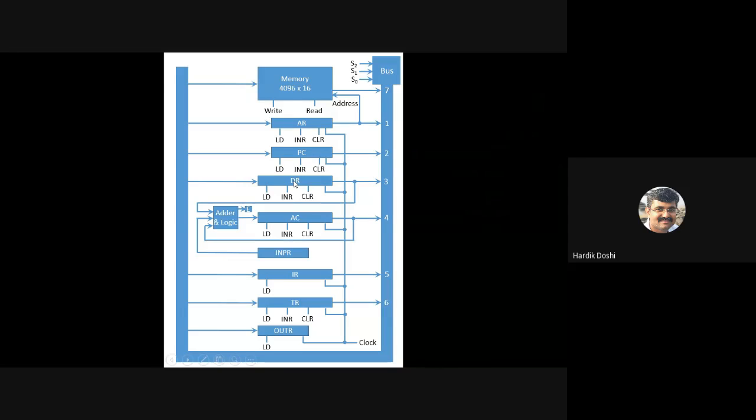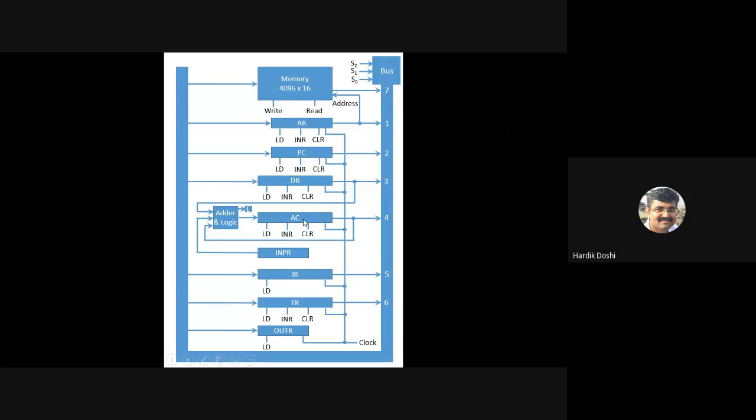The AND operation can be performed by the adder and logic circuit, and you know that DR is connected to the adder and logic circuit. So the first step for us is to shift the data from memory to the DR register. Then the content of the DR register is ANDed with the AC register and the result is stored back in the AC register. Are you getting my point? This is how it occurs.